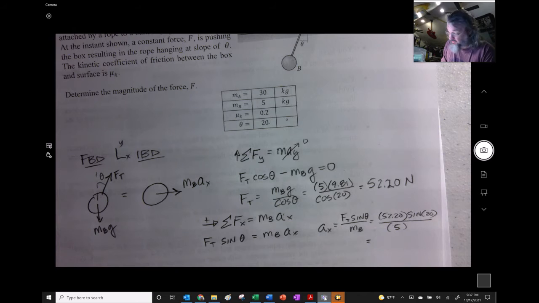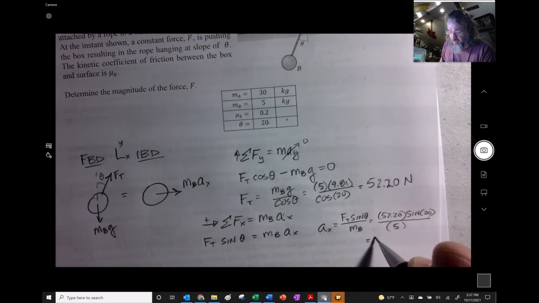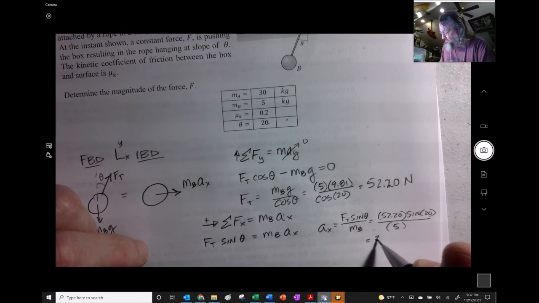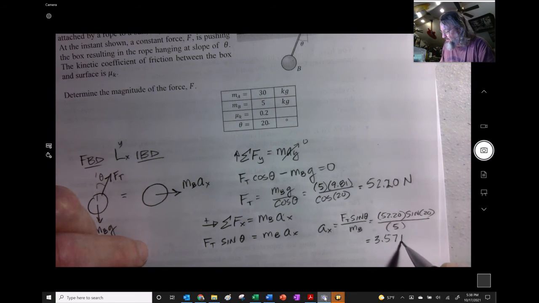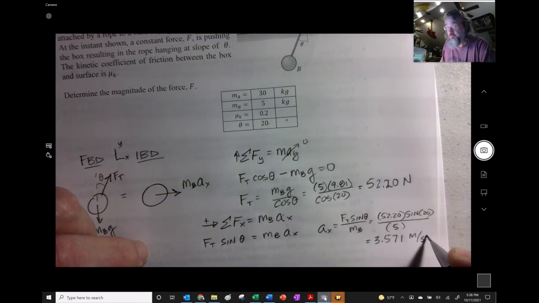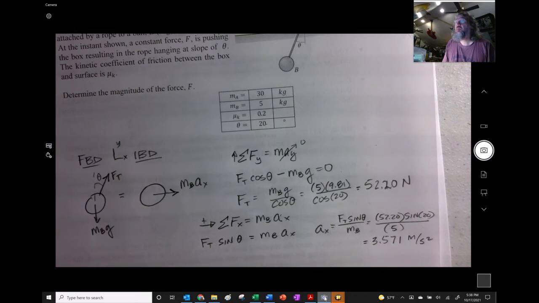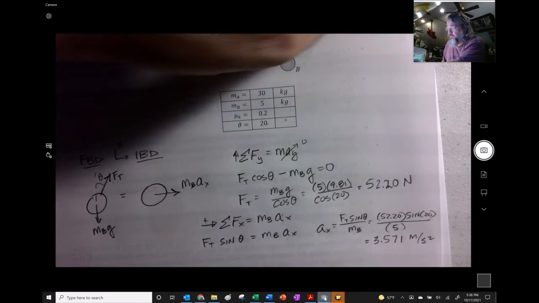So 52.20 times the sine of this, divided by 5. So we get the acceleration is, it looks like, I can't read my little, kind of dim in here, 3.571 meters per second squared, right? How did I do on that one? Yeah, I got it right, okay.